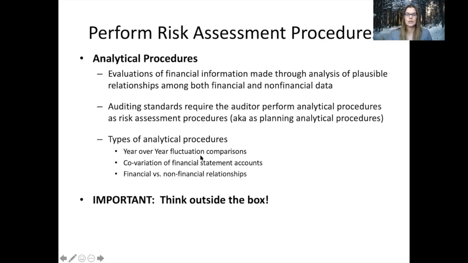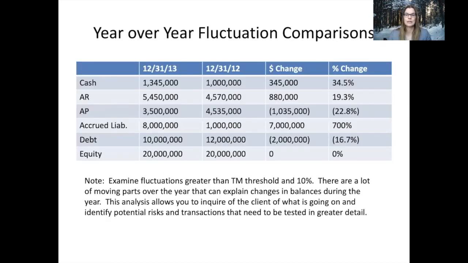One type of analytical procedure would be year-over-year fluctuation or flux comparisons. So this is when I literally just take last year versus this year's balances, and I compare the dollar value of the change and the percent change. Now, usually I'll set some materiality threshold. So for instance, I'll say, I'm only going to look at changes greater than TM and 10%, right? And so in this case, if our TM were $1 million, I'd only be looking at this change. It's over both TM and 10%. I'd be looking at this change. I'd be looking at this change.